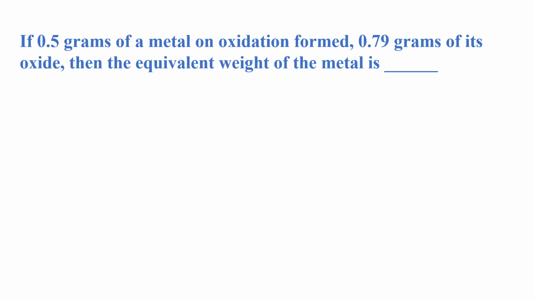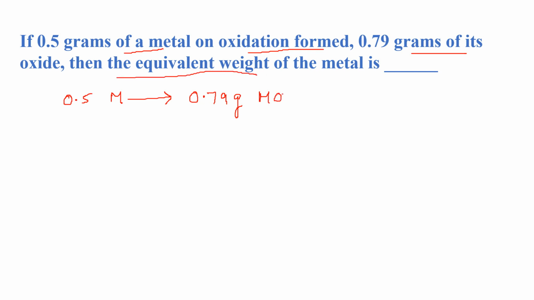Suppose 0.5 grams of a metal on oxidation formed 0.79 grams of its oxide. That is, 0.5 grams of some metal X, whatever it may be, is oxidized to form the respective oxide with 0.79 grams of the oxide. Calculate the equivalent weight of the metal. How are you going to calculate the equivalent weight of the metal?